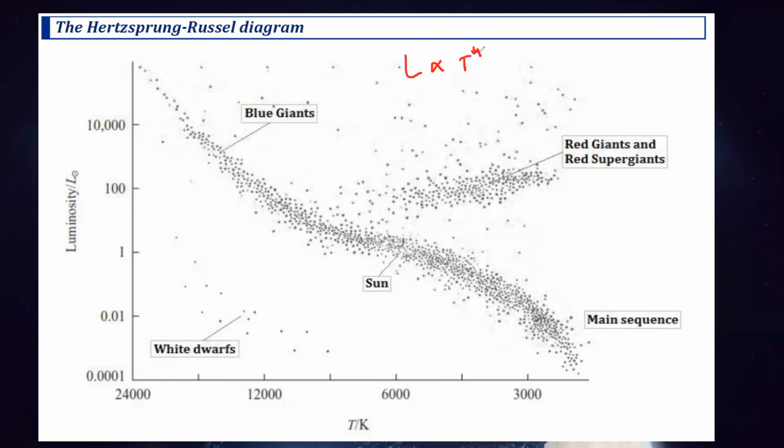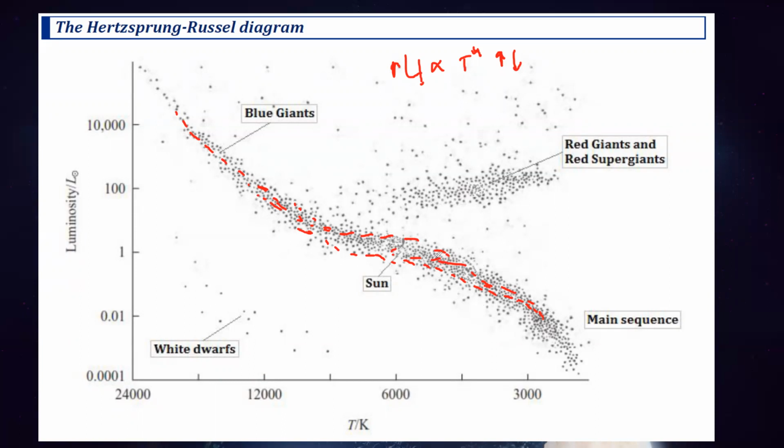Luminosity is directly proportional to T raised to power 4. So it means if the temperature of the star increases, its luminosity will also increase. If the temperature of the star decreases, the luminosity will also decrease. So there are stars which are following this sequence. Those stars which are following this sequence, the majority of them, we call main sequence stars.